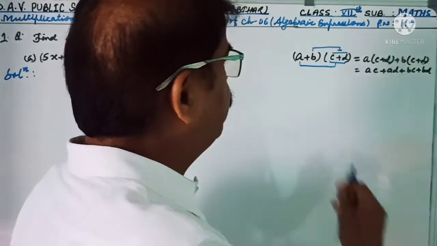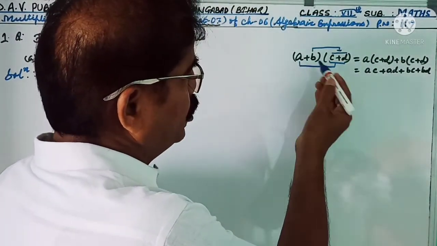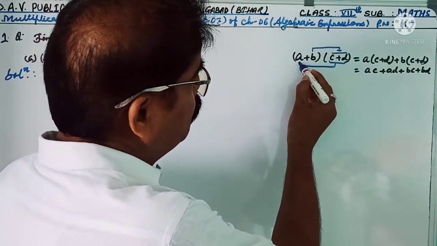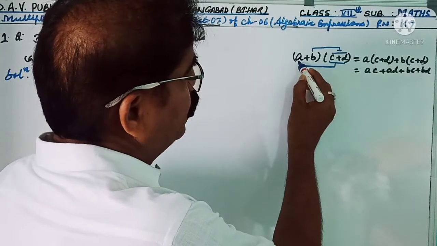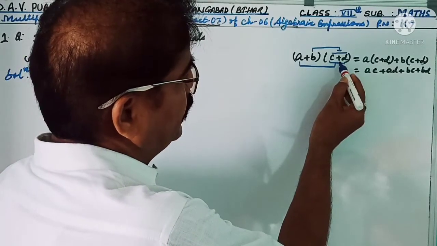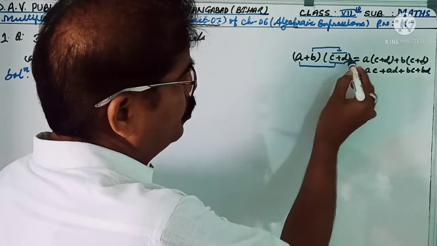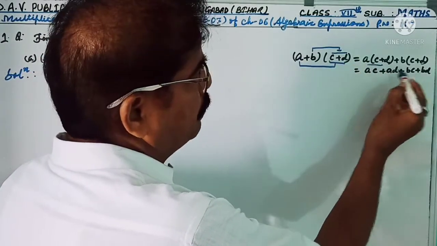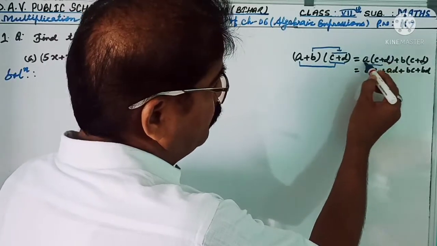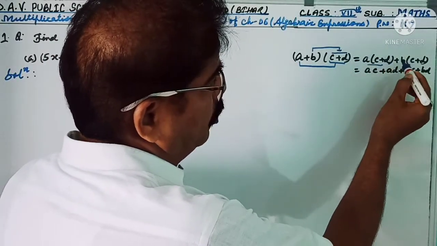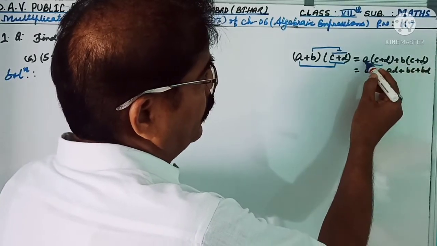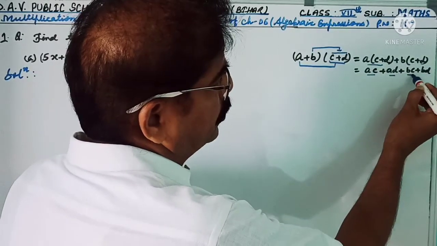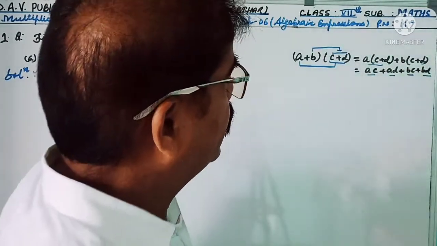Dear students, first you solved monomial times binomial in the previous class, now binomial times binomial. Suppose (a plus b) into (c plus d). So a into (c plus d) plus b into (c plus d), and this type is monomial times binomial: a into c and a into d, and b into c and b into d.